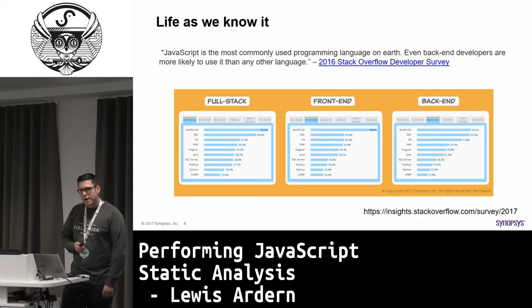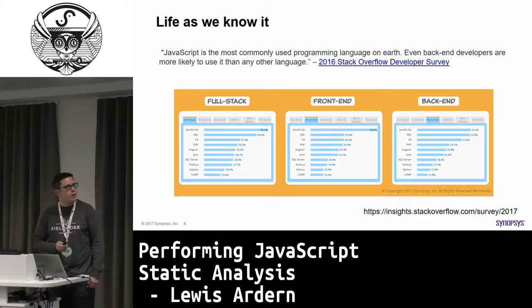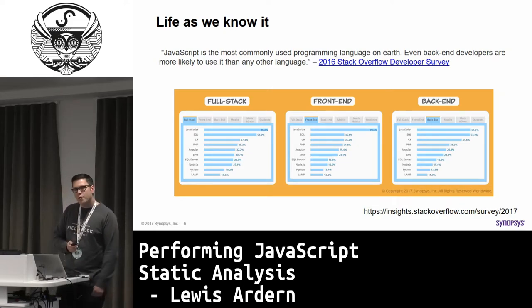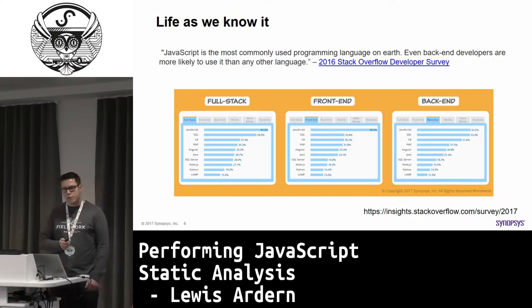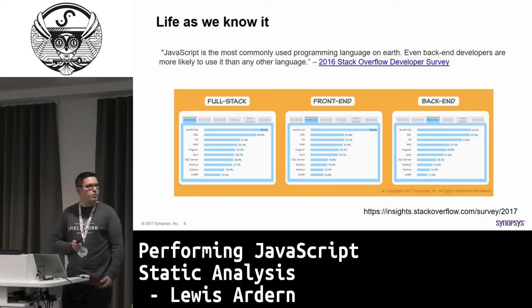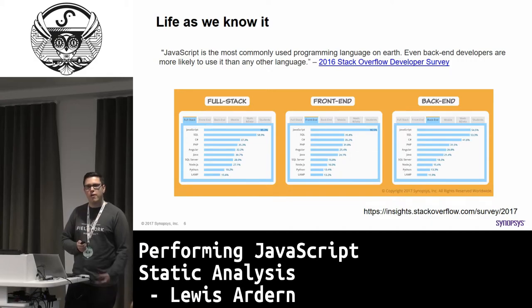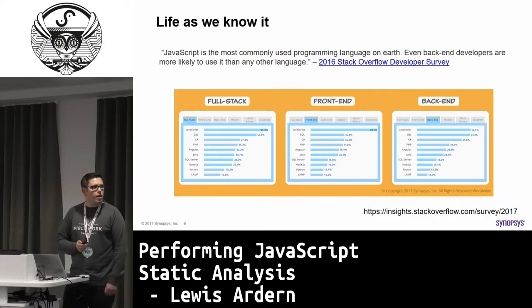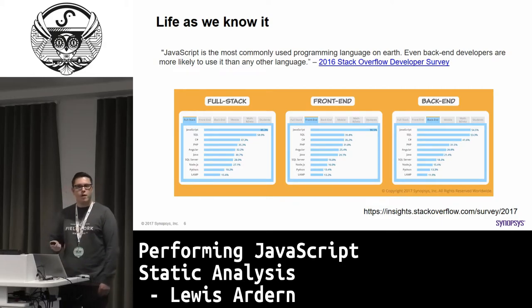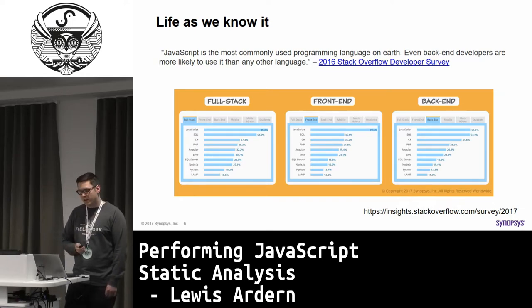I had a couple of arguments with some of my colleagues around this quote, but in the 2016 developer survey, JavaScript was classed as the most commonly used programming language on Earth. So we've got developers in the full stack space, writing front-end code and back-end code, who are now all utilizing JavaScript in some way. And in the 2017 survey, it mentions that for the last 5 years, JavaScript is still number one in the most popular and used language.